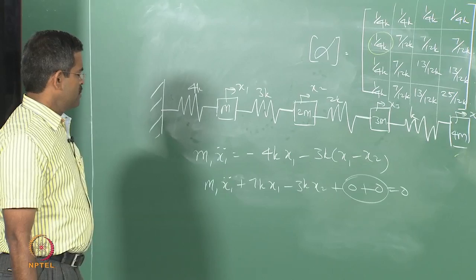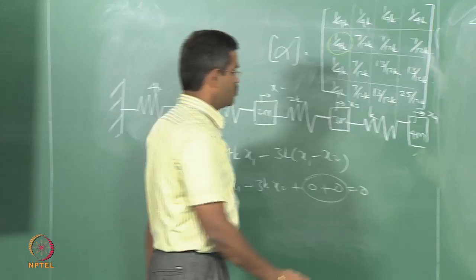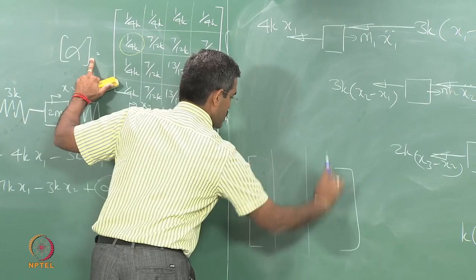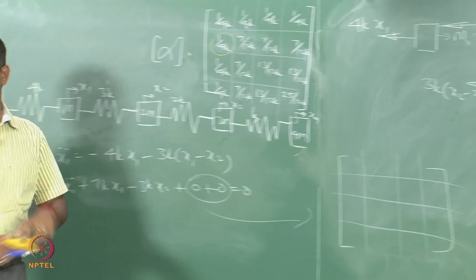Similarly, I can do it for the second, third, and fourth, and I will get the stiffness matrix. What I want you to do is invert this and see whether you are getting the same stiffness matrix as you get from here. Now, since it is 4 by 4, or n by n, it is difficult to invert by hand because you require some mathematical support.